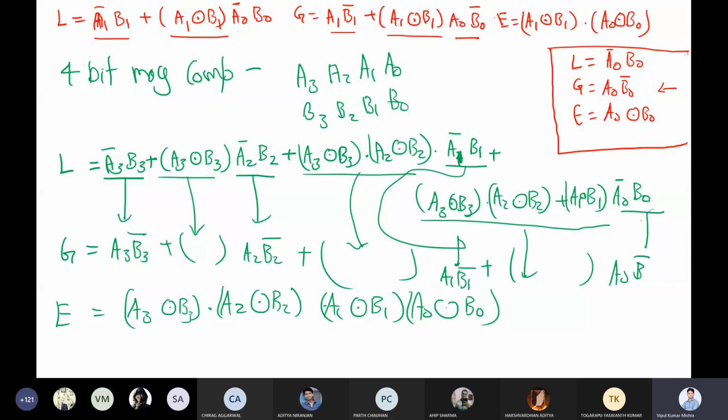Any doubt, guys? Anyone? We started with 1 bit, then went for 2 bits. From 2 bits, we found a pattern. And now once we have the pattern, you can make 4 bit, 8 bit or any number of bits. We just have to follow the pattern. Any doubt? No, sir.